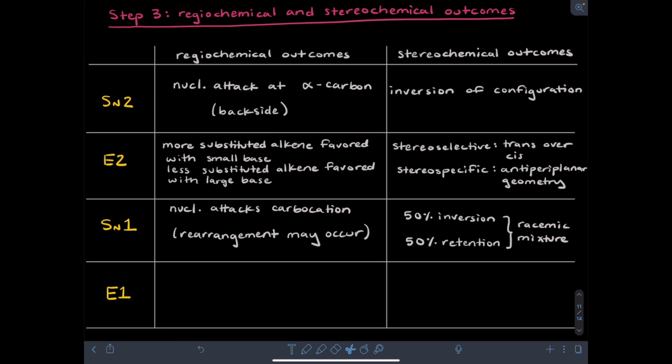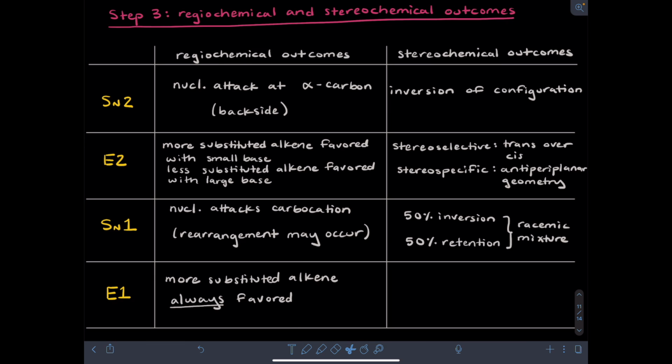In terms of stereochemistry, SN1 reactions form a planar and achiral carbocation, and then the nucleophile is equally likely to attack this from above or below. You'll end up with 50% inversion and 50% retention of stereochemistry at your alpha carbon. And this would result in a racemic mixture if your two products are enantiomers of each other.